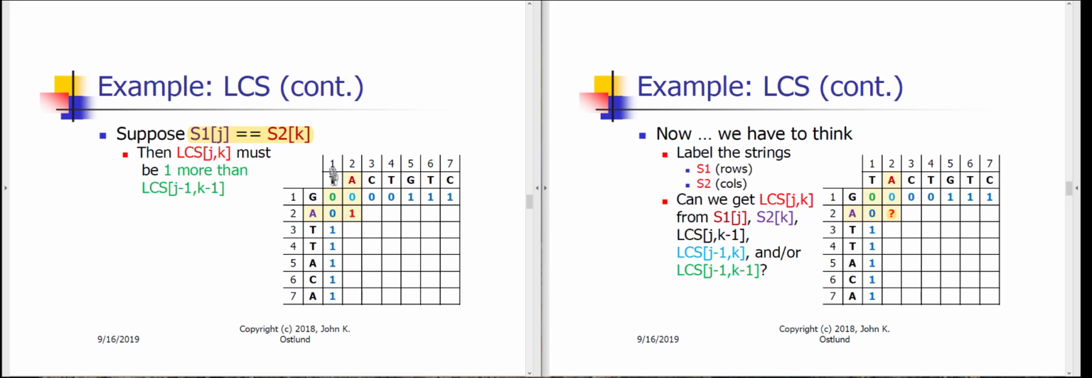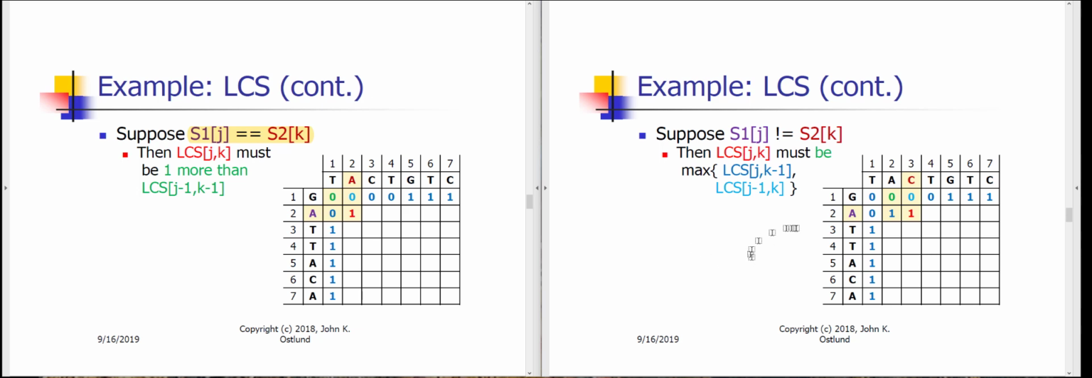Well, the prefixes up to these A's were the prefix G for the rows, the prefix T for the columns, and the longest common subsequence up to there was 0. Consequently, if we have moved 1 character forward in the row and 1 character forward in the column and discovered a match, the longest common subsequence up to that point must be 1 plus whatever the longest common subsequence was up to the previous shorter prefixes. So it's going to be 0 plus 1.